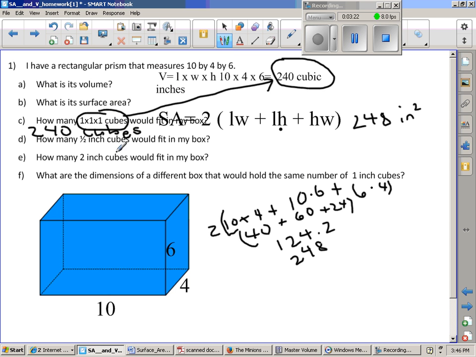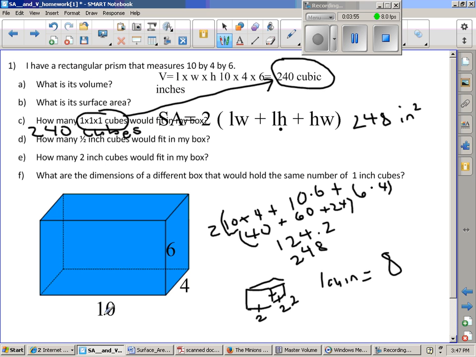Okay, so here comes the next part. It says how many half-inch cubes would fit in my box? So if I just had a cubic inch, on this side I would have 2 half inches, and on this side I would have 2 half inches, and this dimension I would have 2 half inches. So if I had 1 cubic inch, that would be equal to 8 cubic half inches.